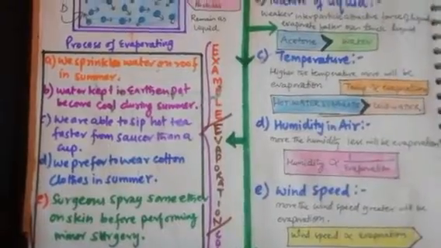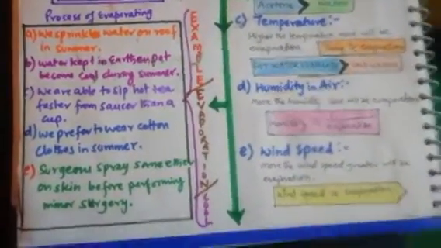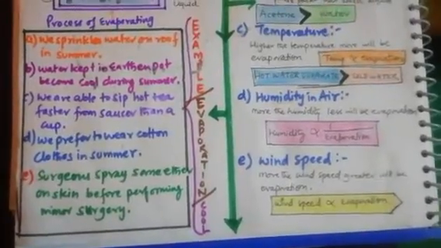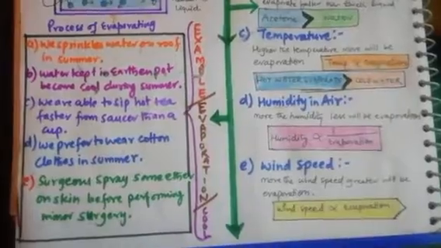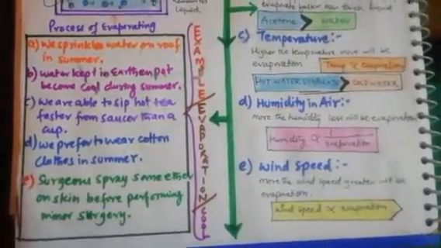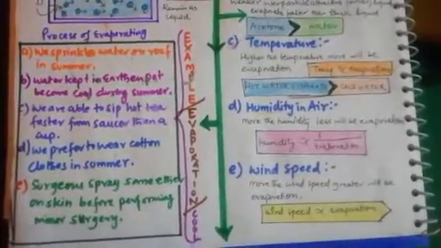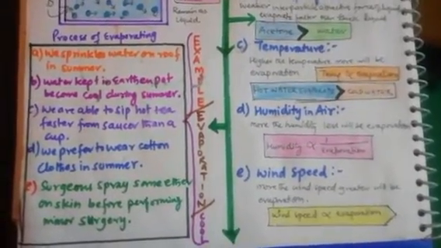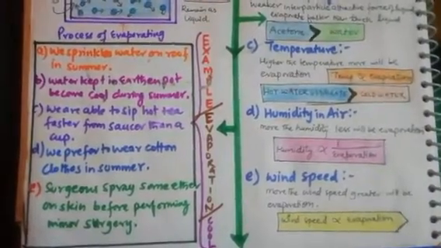So we prefer to wear cotton cloth in summer. Achha, which type of cloth are we wearing during winter? Think, in winter what type of clothes are we wearing? Don't say raincoat. Yes, we are wearing woolen clothes, hot warm clothes, but in summer are we wearing the same woolen clothes? I'm asking you. No, we are not wearing the same woolen clothes. We are wearing cotton clothes.